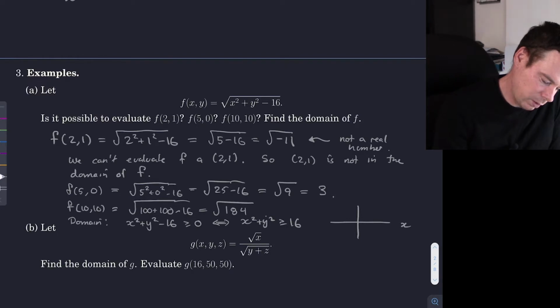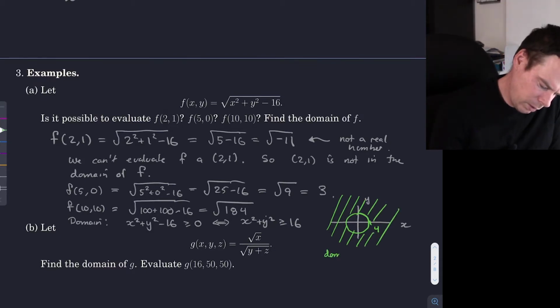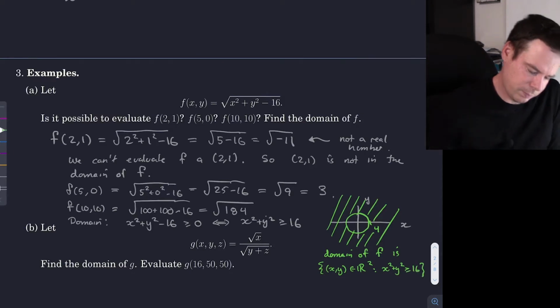So here's my xy plane. Here's my circle of radius 4. Put a little 4 here to indicate that. And the domain is going to consist of all the points outside. So I'll shade that in. That's our domain. So we've got the domain of f is the set of all points x comma y in R2 such that x squared plus y squared is greater than or equal to 16.